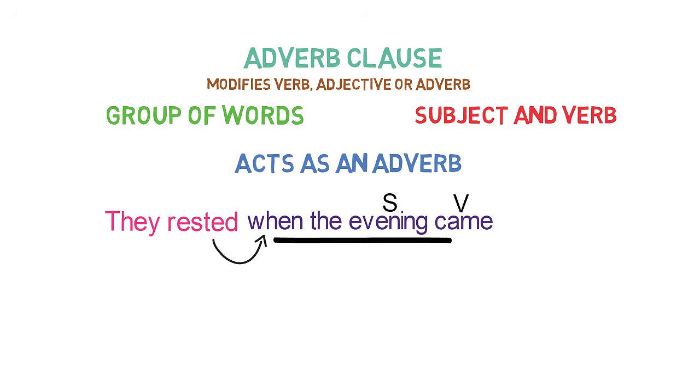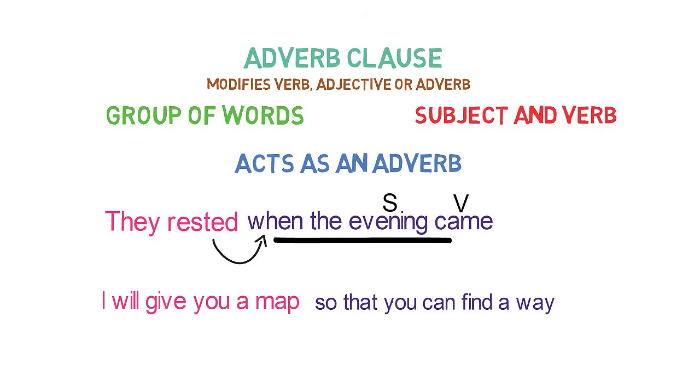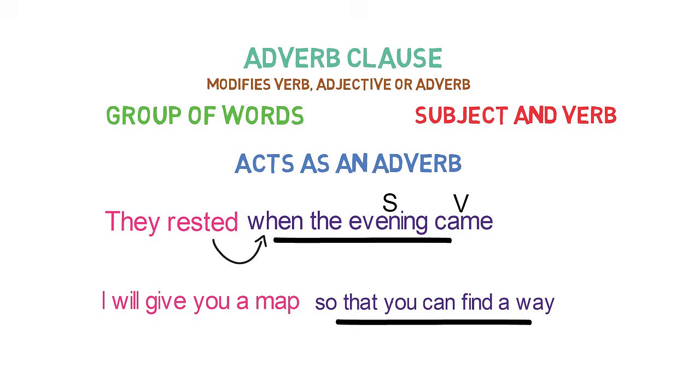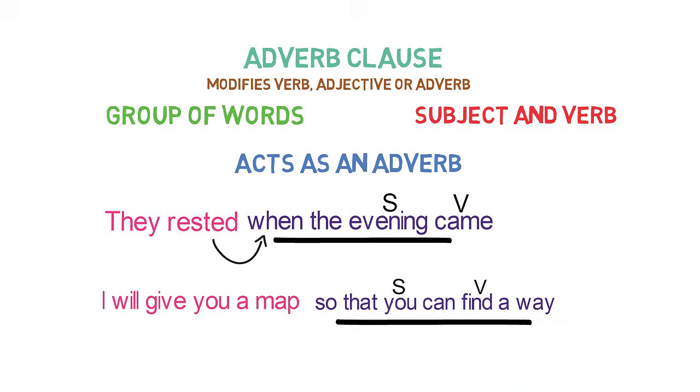Let's look into one more example. I will give you a map so that you can find a way. Here, so that you can find a way is a clause as it has a subject and a verb and is describing the act of giving, which is a verb. So basically, this clause does the work of an adverb.